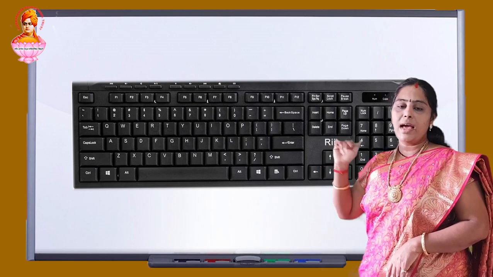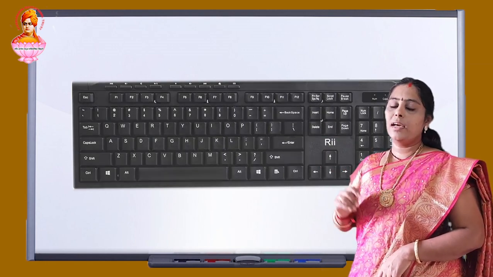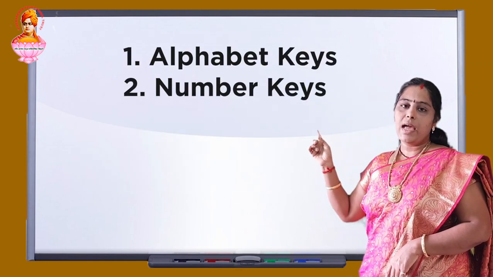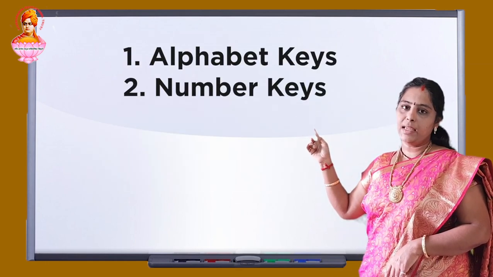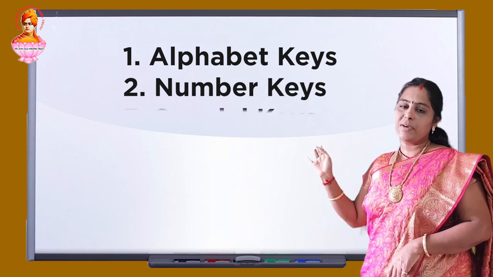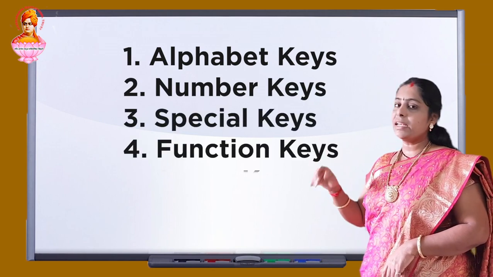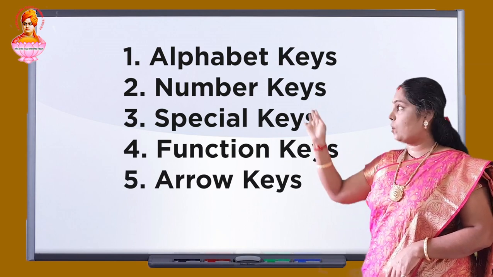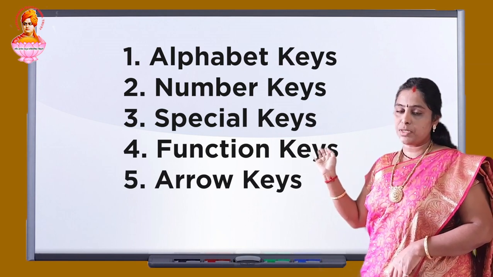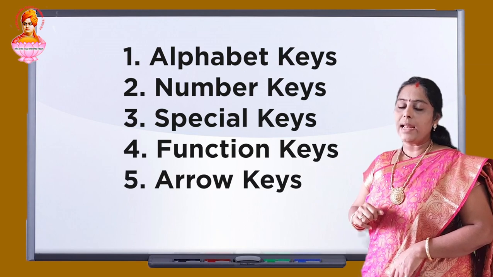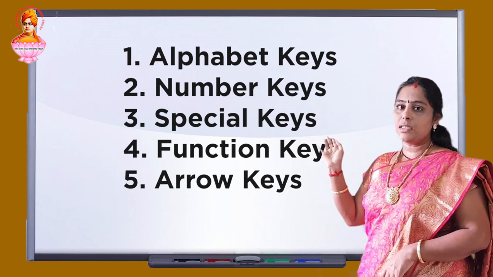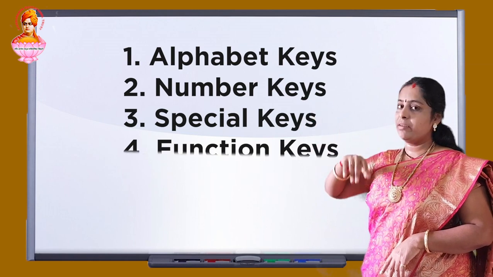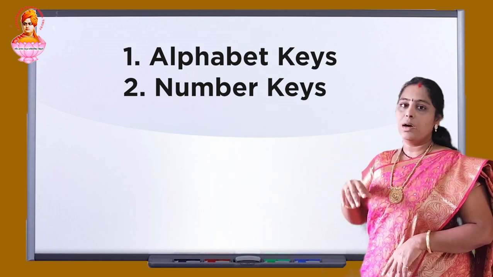So our keyboard has many keys. Number 1, alphabet keys. And next is numeric keys, that is number keys, then special keys and function keys, and last but not least is our arrow keys. So these are all the types of keys seen on the keyboard. Right, children? Among these keys, now we are going to discuss 2 keys, that is number 1 alphabet keys and number 2 number keys.